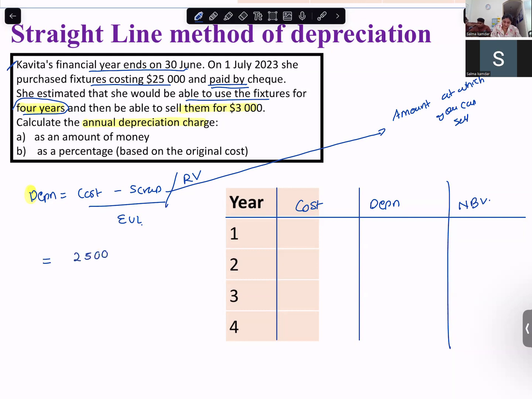25,000. I can sell it for 3,000. The estimated useful life, that is for how many years I can use it, is 4 years. So the depreciation would be 25,000 minus 3,000 divided by 4. So it is 5,500. You will write $5,500. This is the depreciation.